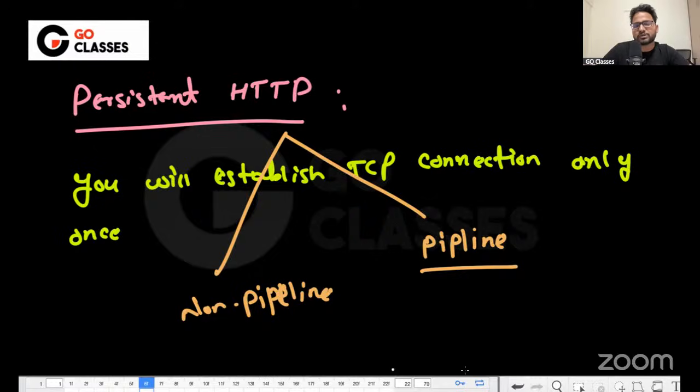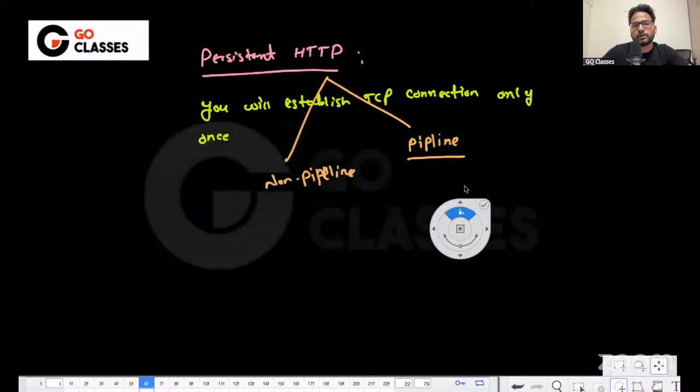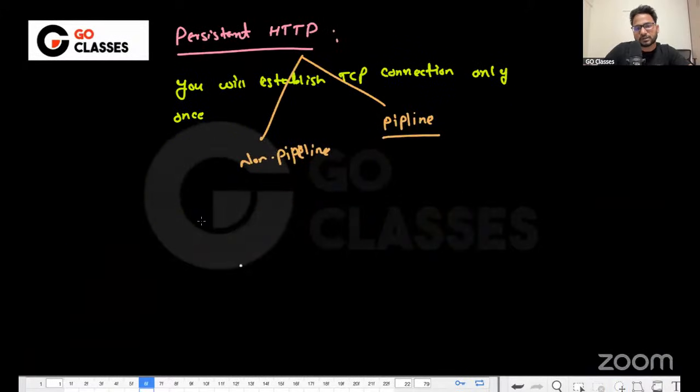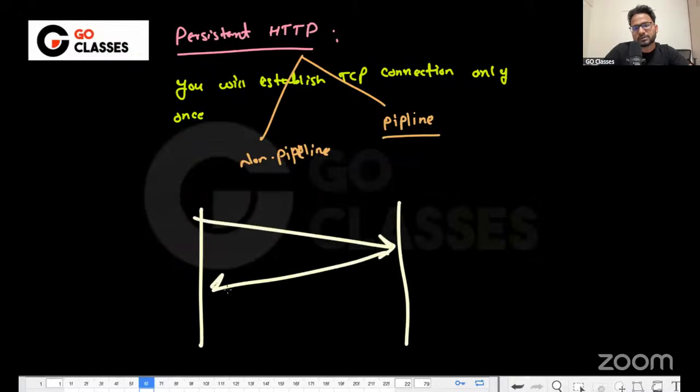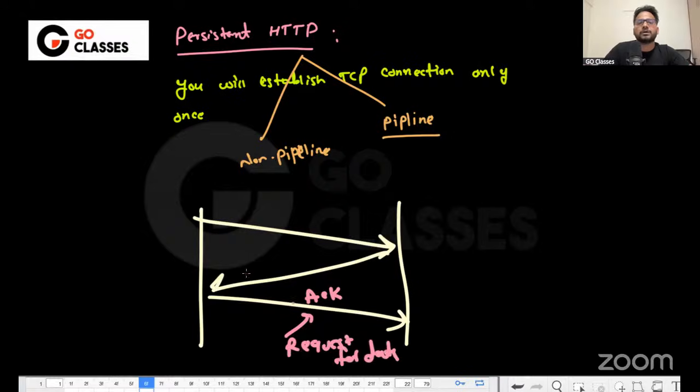In the non-pipeline way, since you have to establish the connection only once in both cases, first you establish the connection. Let's suppose there's a three-way handshake, and in this last ACK, you can also request the data. So this is 1 RTT you are taking for the connection establishment.